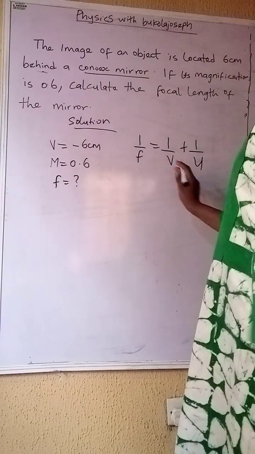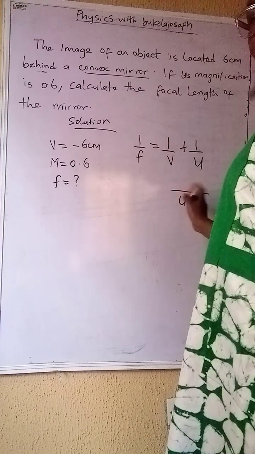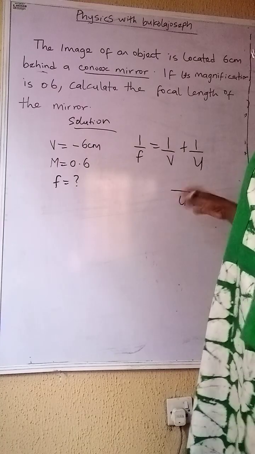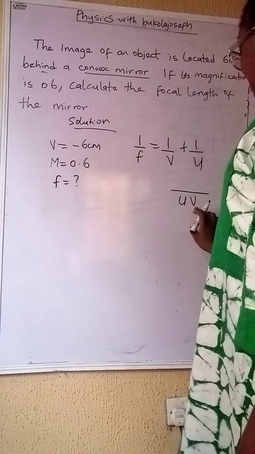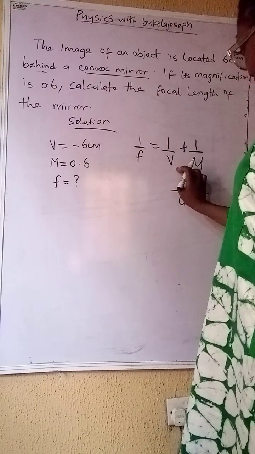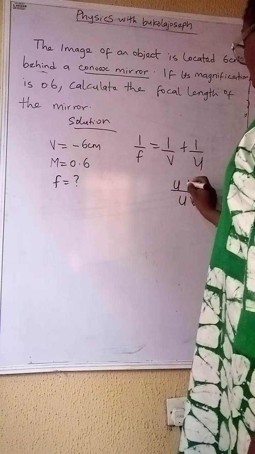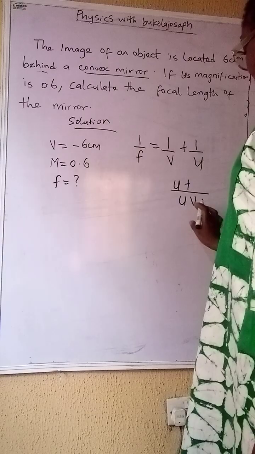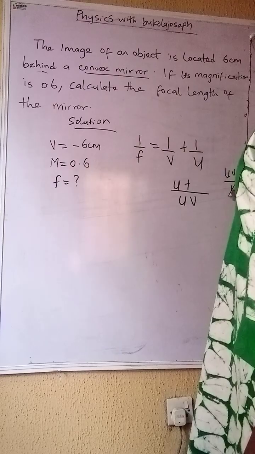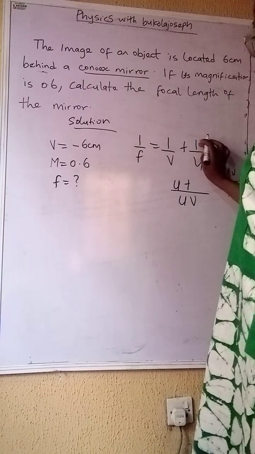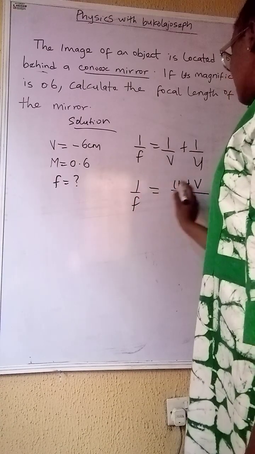Let me show you. The LCM of V and U is what? Simply UV. VU is multiplicative, so you can swap; VU is equal to UV. So V into V means UV divided by V. V will cancel V, you are left with U. U times 1 will give us U, plus U into UV, meaning UV divided by U. U will cancel U, you are left with V. So V times 1 will give us V. So we have 1 over F is equal to this.